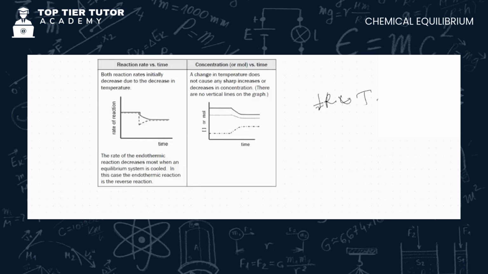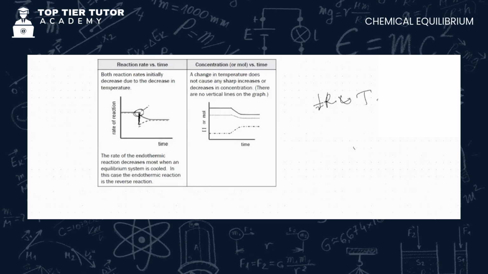As you can see at the top there, both of them are going to decrease, right? But the extent of the decrease is dependent on whether it is exothermic or endothermic. So because the reverse reaction is endothermic and requires heat, it's going to decrease even more, right? Whereas the forward reaction would only decrease slightly.